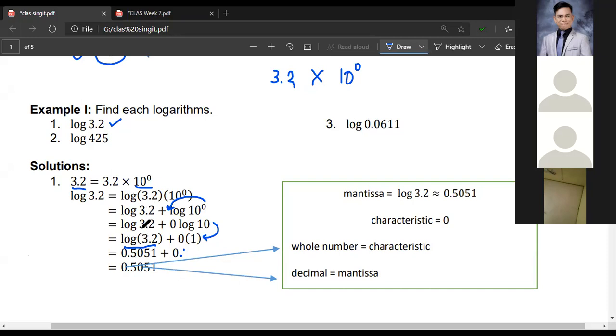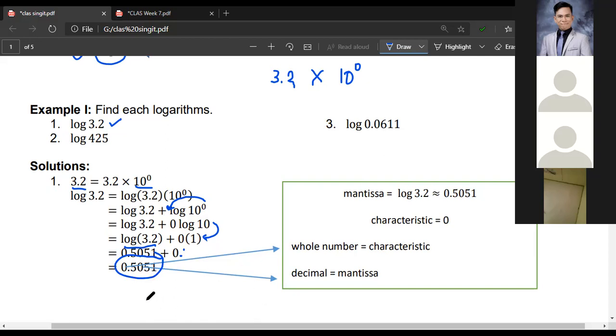So yan po. Ngayon, i-simplify po ang ating logarithm of 3.2. Logarithm of 3.2 with the base 10 sa calculator, it will give us 0.5051. So yun siya. Ngayon, 0.5051 plus 0, yun po ang answer natin. So, the logarithm of 3.2 is equal to 0.5051.